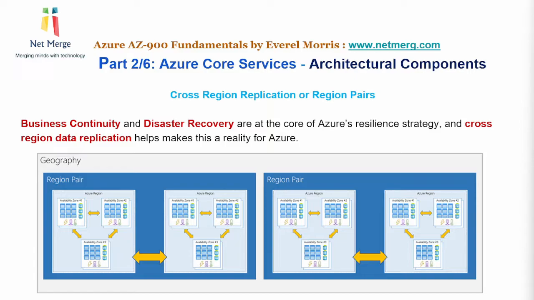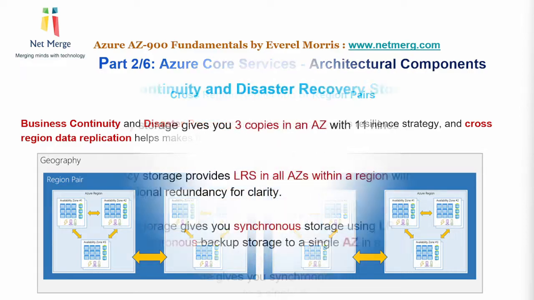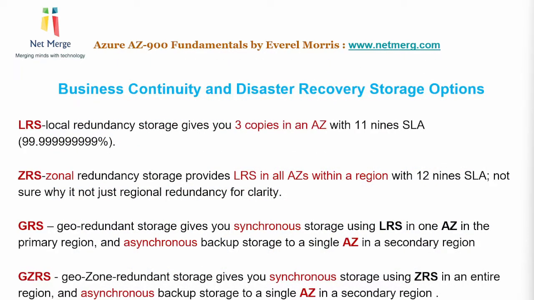Now, you're not able to choose your own peer within a region. Azure actually chooses those pairs for you. Now, one more thing I want you to understand. Remember, we talked about getting 3 copies of your files stored in one availability zone, and you get an SLA of 99.99, which is referred to as 11 nines. We'll talk about 11 nines when we get back to SLA, but you get 3 copies. This is referred to as local redundancy storage.